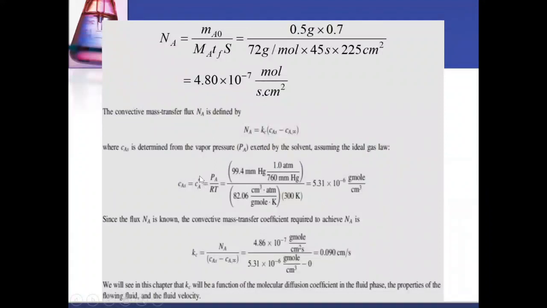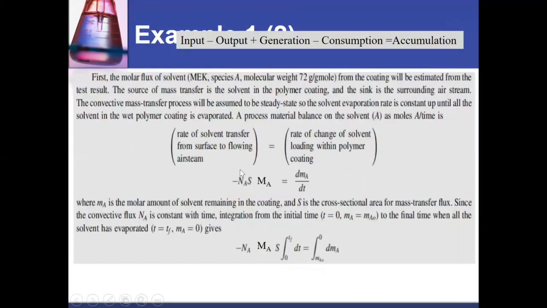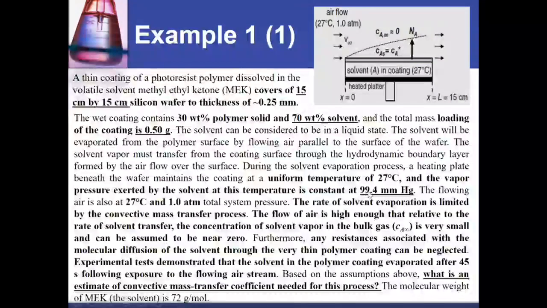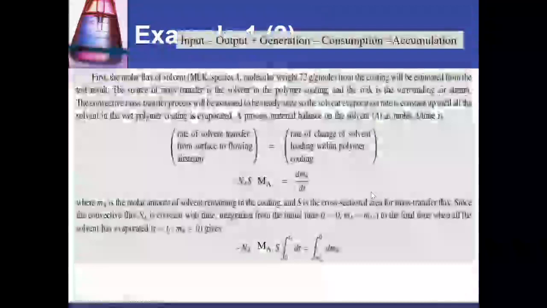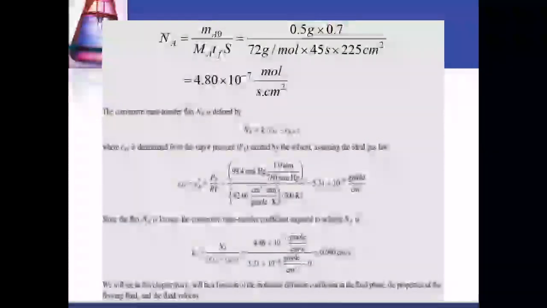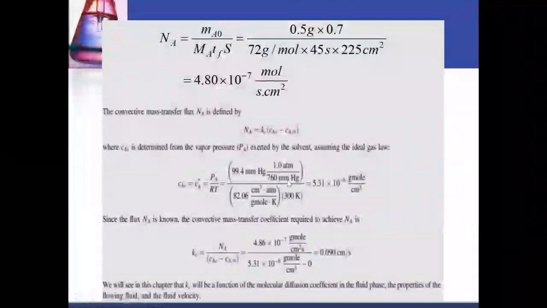So Cs equal the vapor pressure, sorry, which is PA, the vapor pressure of A over RT, assuming ideal gas law, assuming ideal gas behavior. So this is given, vapor pressure is given as 99.4 millimeter mercury, and the total pressure is 1 atmosphere, which is 760 millimeter mercury. So you get CAS equal 5.31 times 10 to the minus 6 mole per centimeter cube.